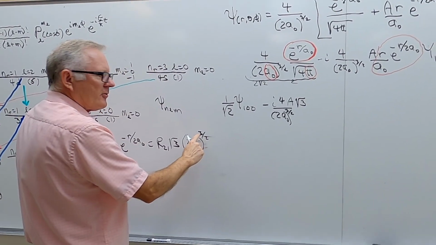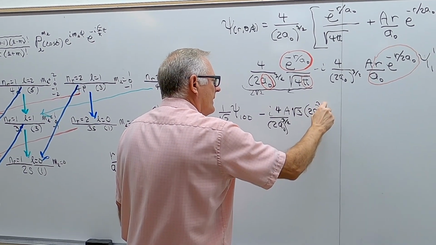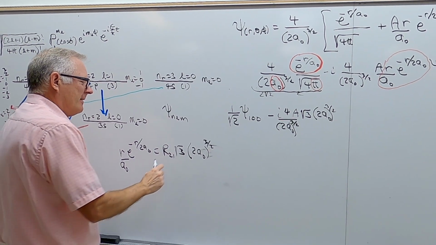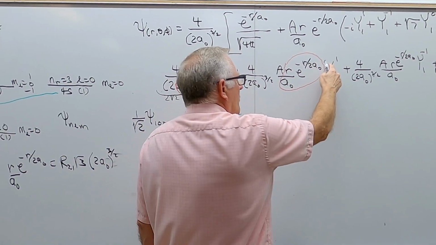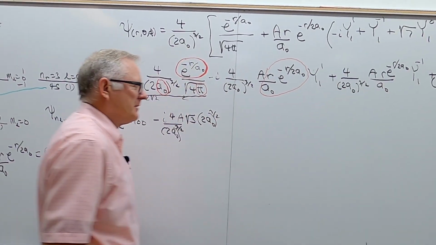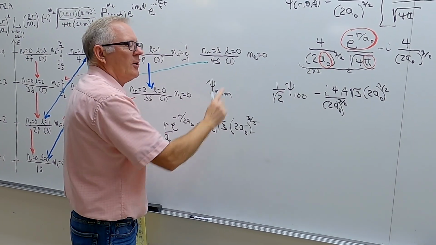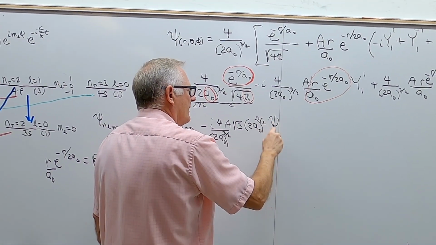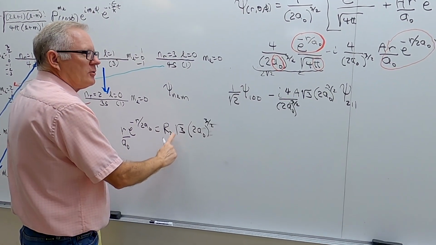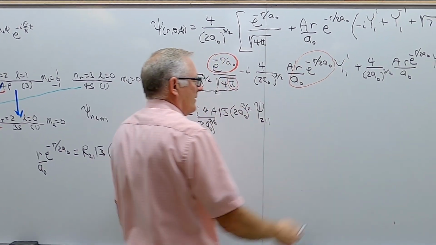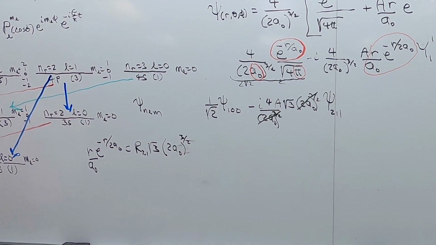Oh, we got 2a naught to the 3 halves, which is good. It's going to cancel the one below. And then I'm going to get an R21. But R21 with Y10, remember that's L, M sub L. This is NL. I can combine those into my psi. That would just be the 2, 1, 1 state. Psi 2, 1, 1. N is equal to 2, L is equal to 1, just like we said. L is equal to 1, M sub L is equal to 1. Okay, and then these two canceled out right there. Okay, that'll make it a little simpler.